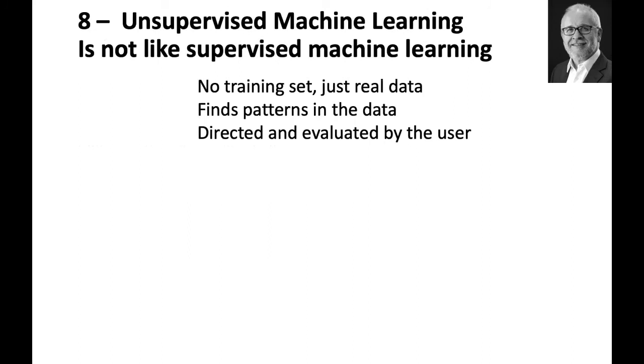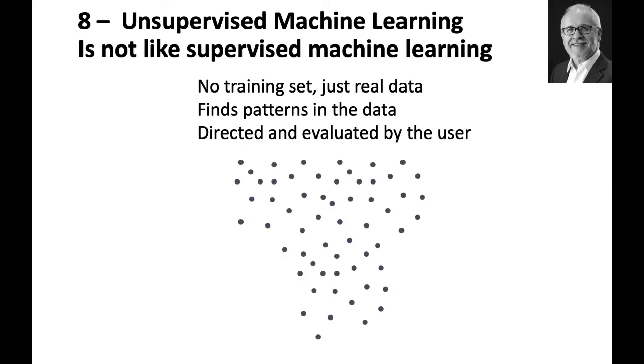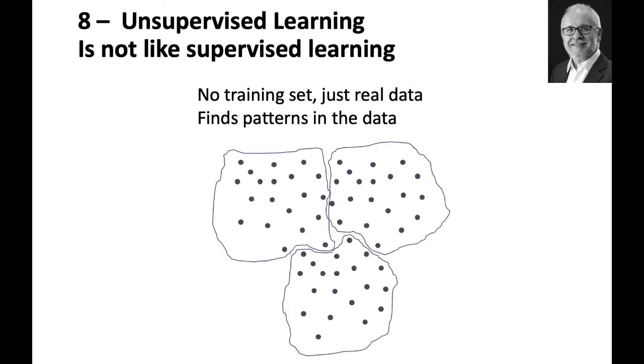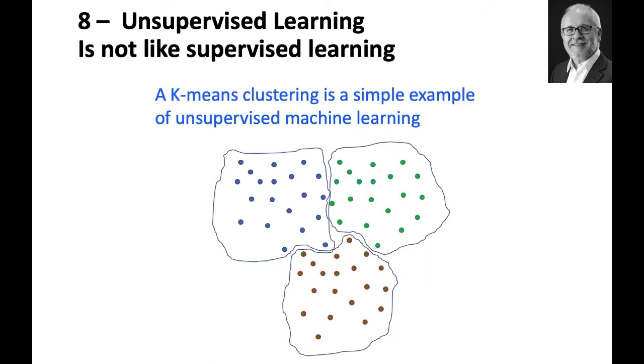But let's jump to unsupervised machine learning. The most important thing to remember is this is not like supervised machine learning. Indeed, there isn't any machine learning really in there. We don't have a training set, just real data. The object is to find patterns in the data, and it's very much directed and evaluated by the user of the software. So we might have a bunch of data and we say to it, find me some patterns, find me 3 patterns. And then we think to ourselves, that is just k-means clustering.